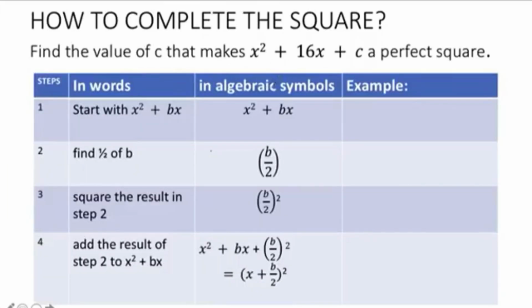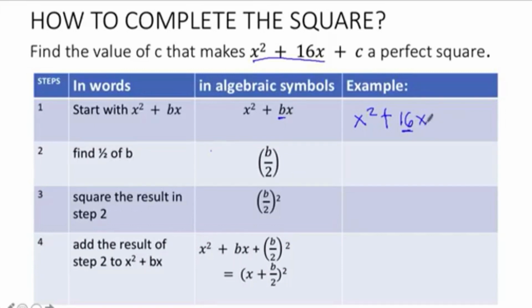Let's say the problem is: find the value of c that makes x squared plus 16x plus c a perfect square. There are 4 steps that we are going to follow. We first write this one, x squared plus 16x. That's the first step. Next, we are going to find 1/2 of b. Notice that b is whatever is the coefficient of the x term. So we want that 16.